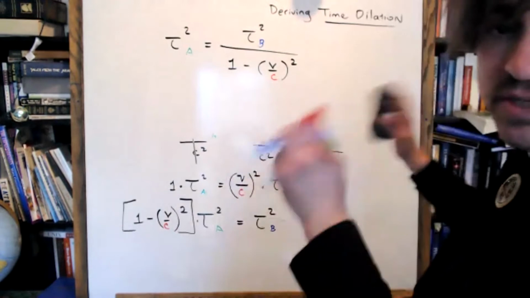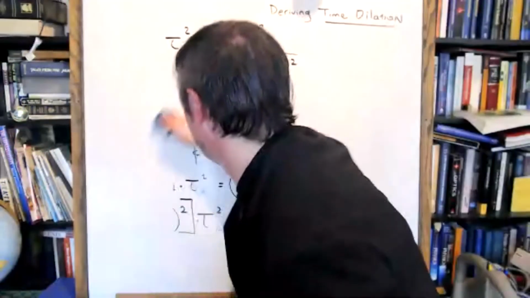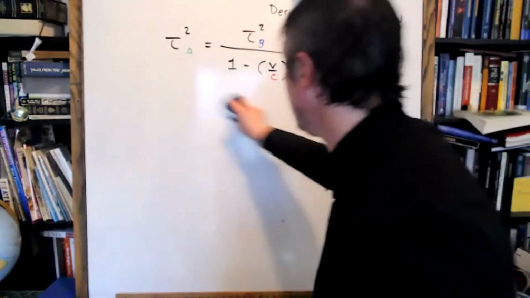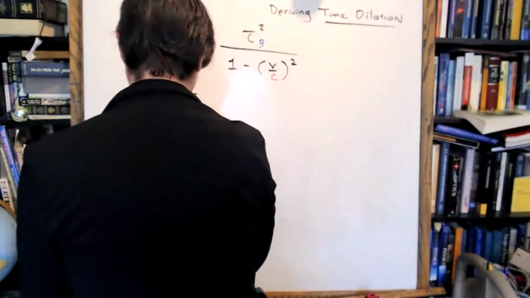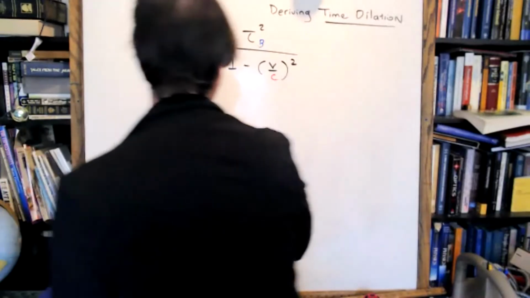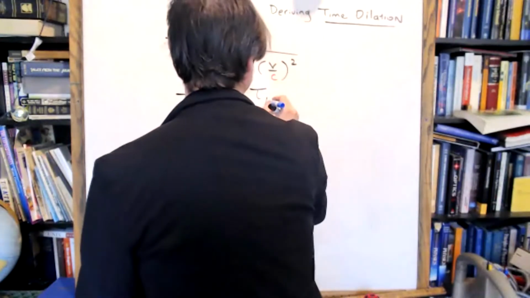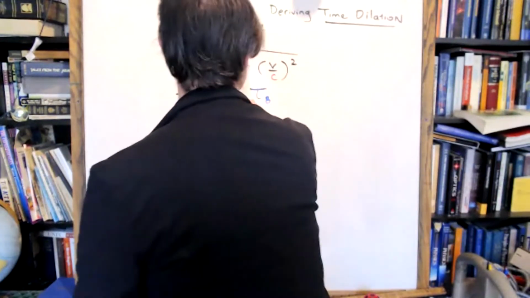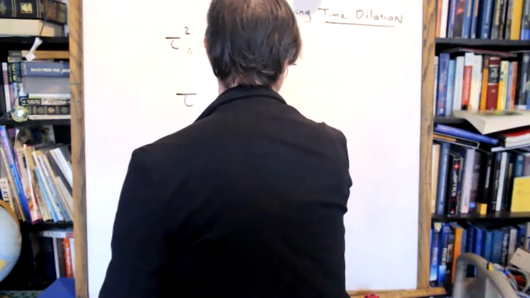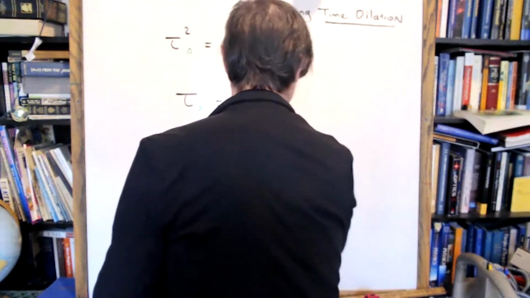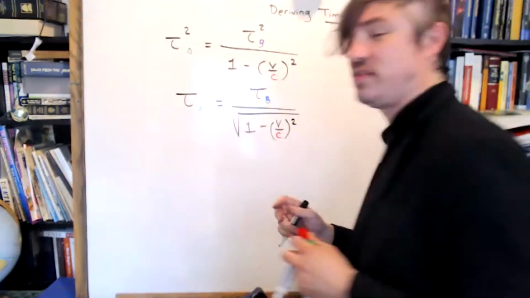I got a better idea. Algebra, algebra, algebra. Okay. And finally, at the end of all of the algebra, we arrive at our final expression for time dilation. Ta, the rate of time measured by observer A, is Tb, the rate of time measured by observer B, divided by this crazy special relativity factor, which is the square root of 1 minus v over c squared.